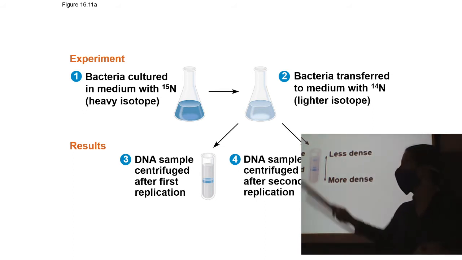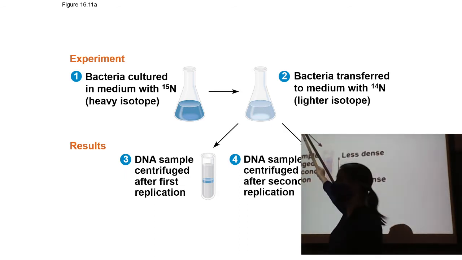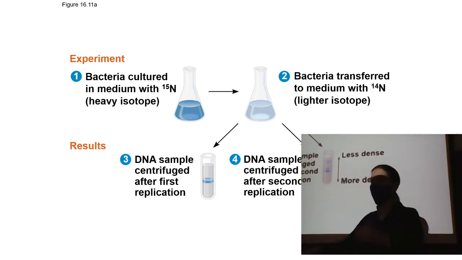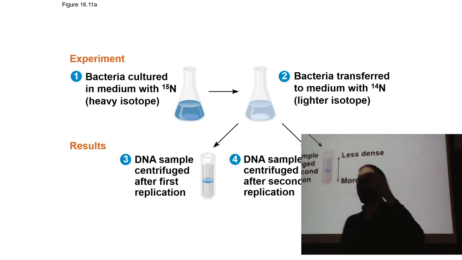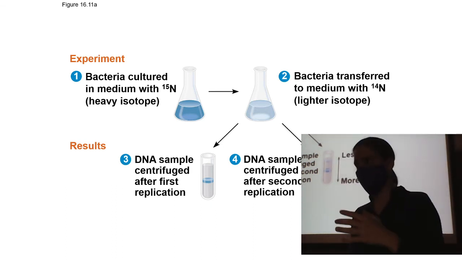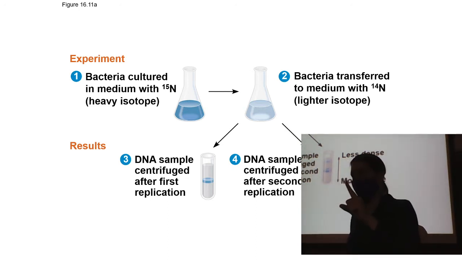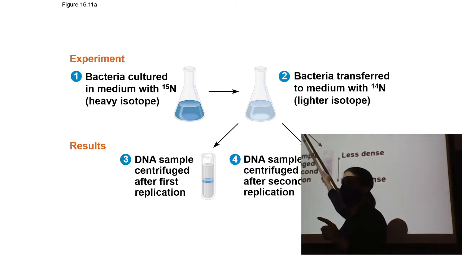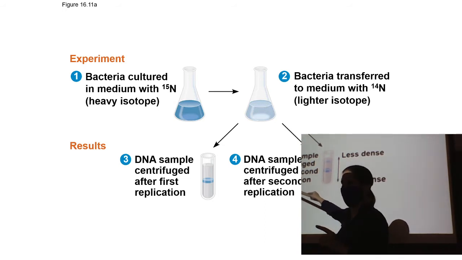You then take your little bacteria buddies, and you throw them in with new nitrogen. And so now, when this bacteria divides, and it looks to build new DNA, the only DNA it can build is going to have lighter nitrogen in it. Is everyone with me here? After it's replicated one time, they took this out, centrifuged it down, and looked to see where that band of DNA was.